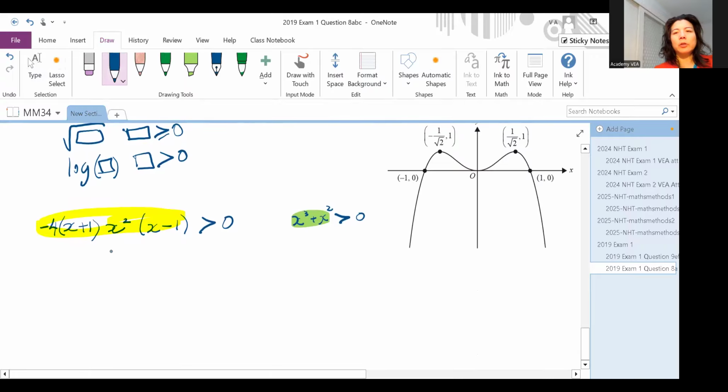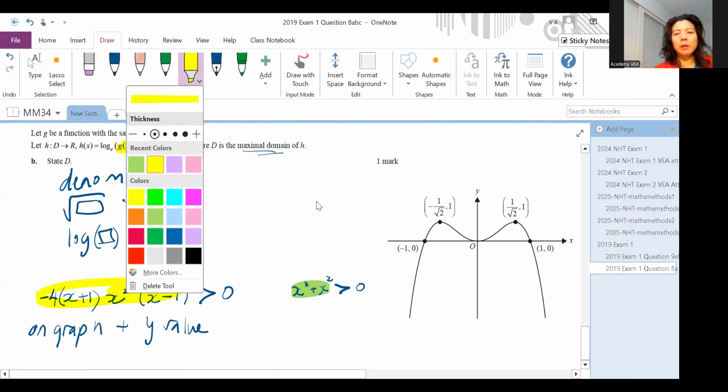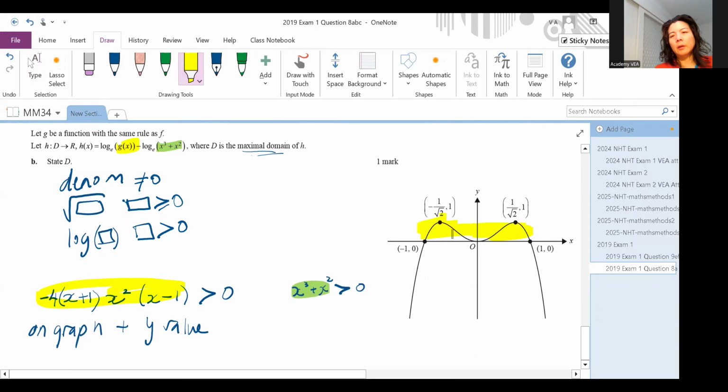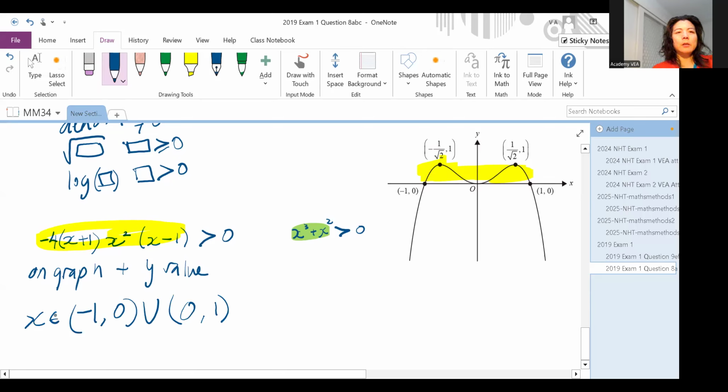So we take the first one. This hard work has already been done for us because this is already graphed. So if you look on the graph where you've got a positive y value, then it's everything using the same color, yellow, everything up here, which corresponds to x values that are between -1 and 0, but not including the ends, and between 0 and 1. So that's the first domain. For the second one, there is no graph.